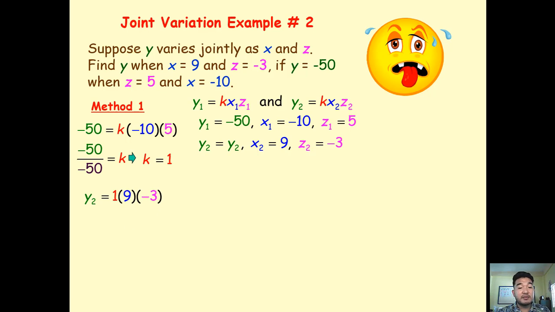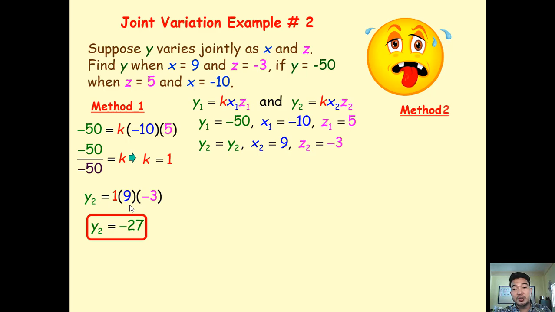Then using the constant of variation, we substitute it into the second equation here. So y sub 2, just rewrite it, equals k, which is 1, times x sub 2, which is 9, and our z sub 2, which is negative 3. Then simplify it, just multiply those three. 1 times 9 is 9, times negative 3 is negative 27. So that is already the value of y sub 2.